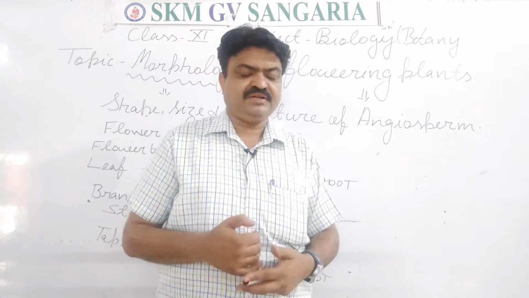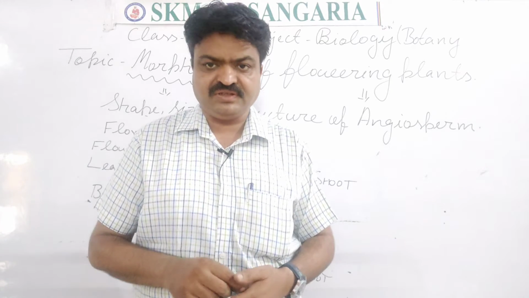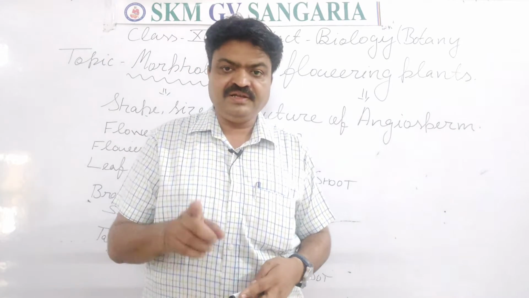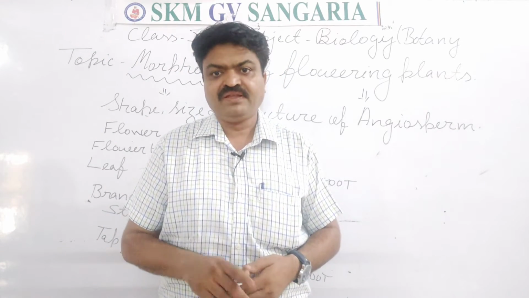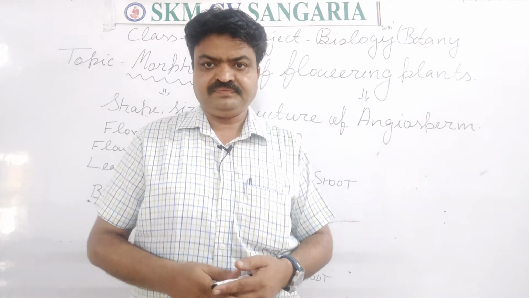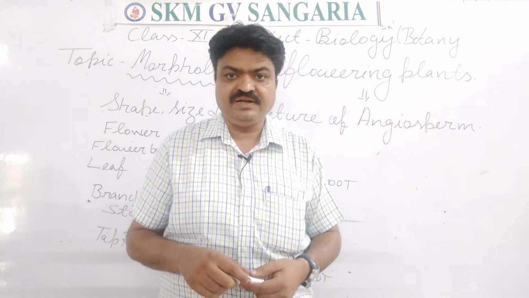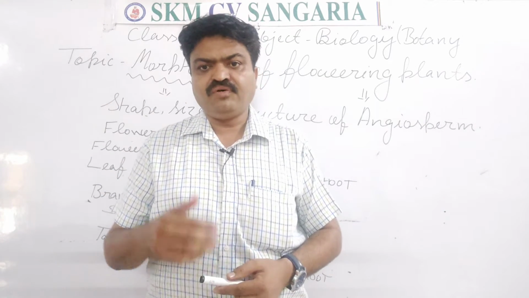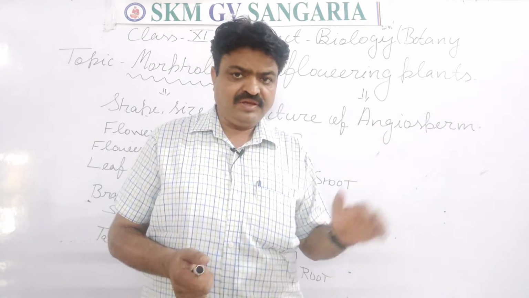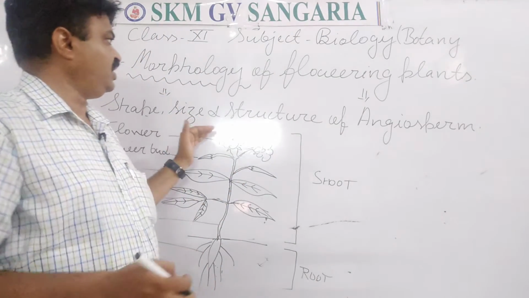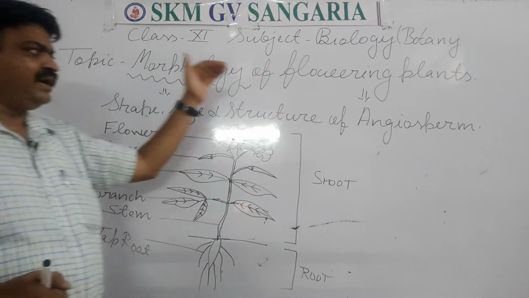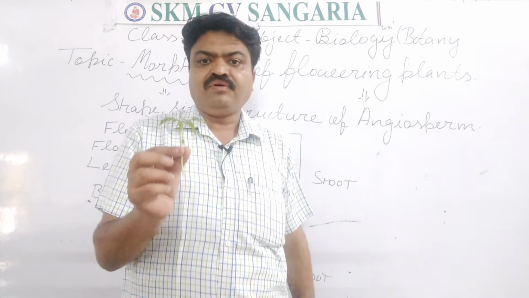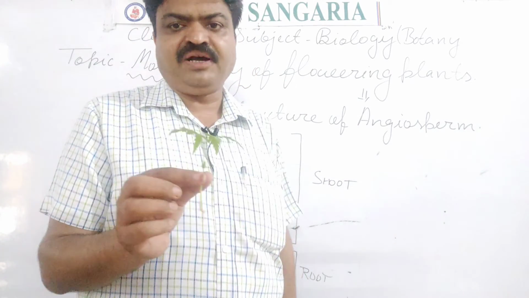Now what is the term that we use for the internal structure? It is anatomy, students. Means the branch of science that deals with the study of the internal structure is known as anatomy, and the branch of science that deals with external appearance is known as morphology. So in this chapter we will discuss the morphology and anatomy of flowering plants. Like now you are observing only the morphology of this neem plant, students.